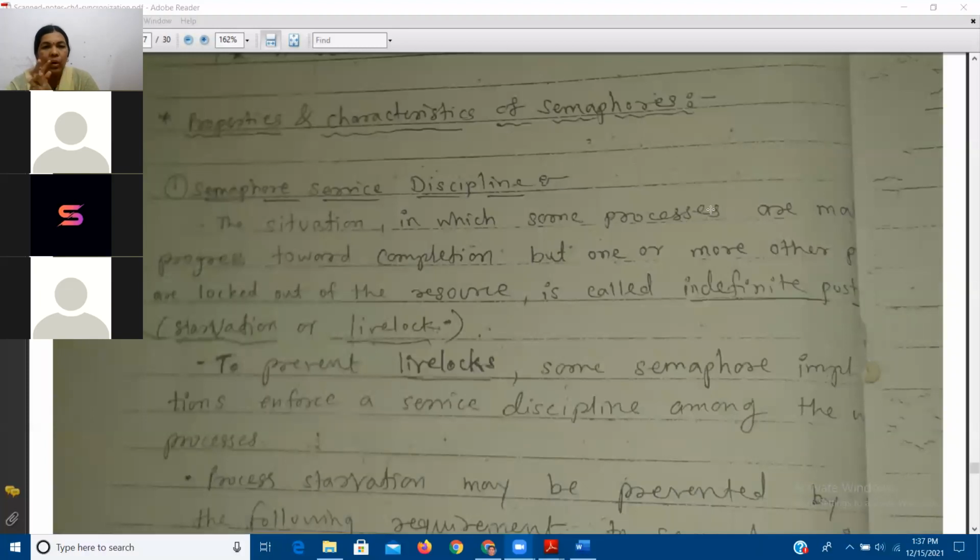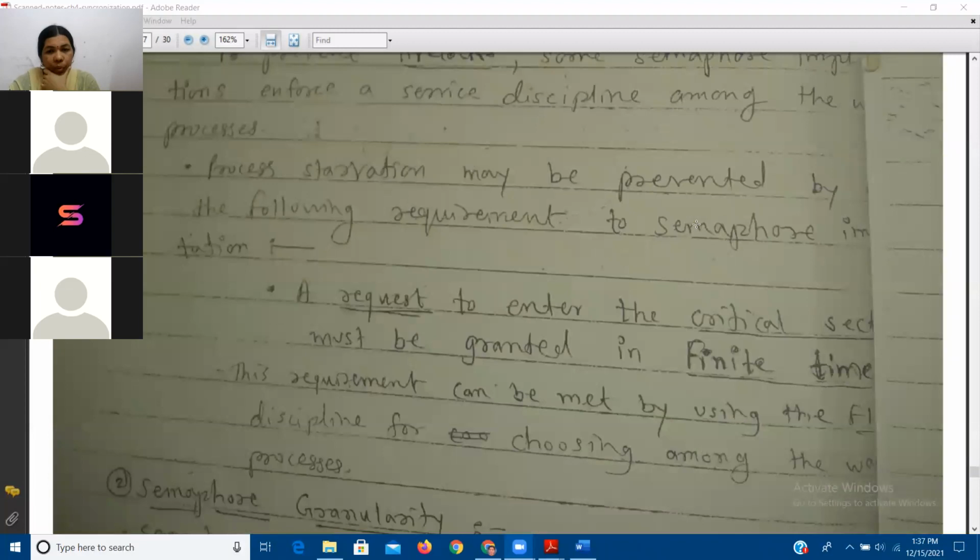If we do not apply this property, some of the processes may go into starvation. To avoid this, most semaphores apply a semaphore service discipline, in the sense that whatever processes are in the waiting state should get to the critical section. It means they should be scheduled for execution. For that purpose, mostly they use FIFO, that is first in, first out discipline.